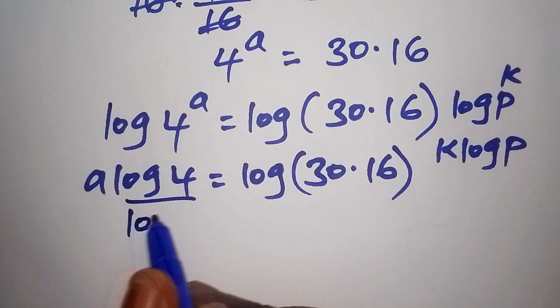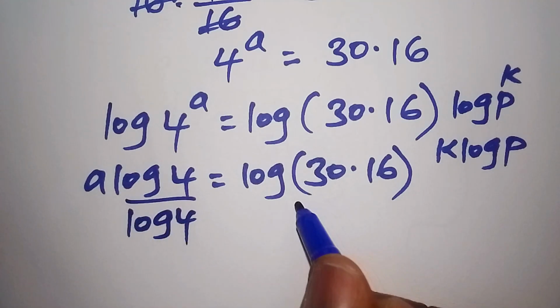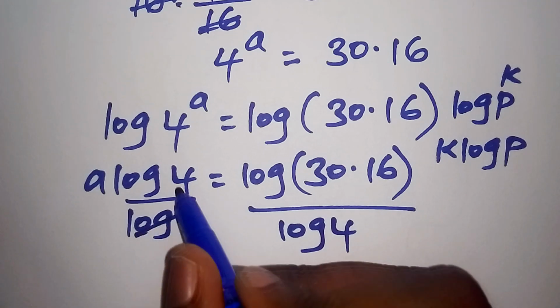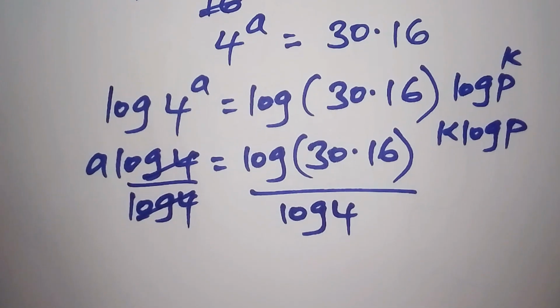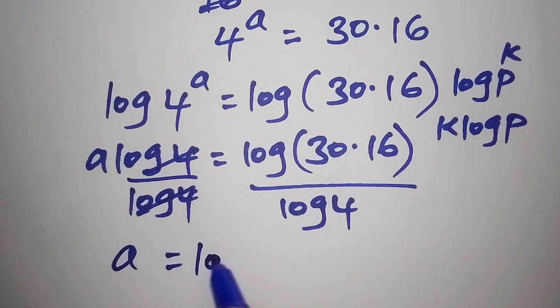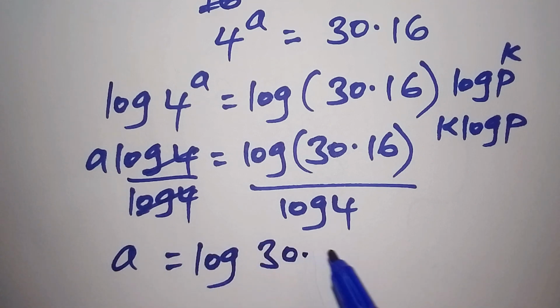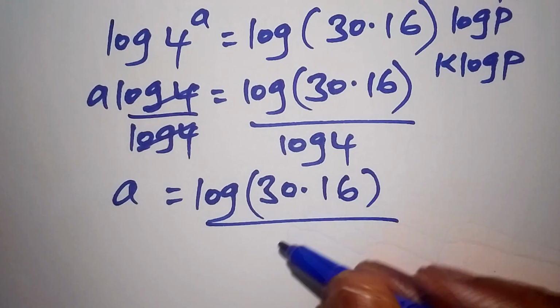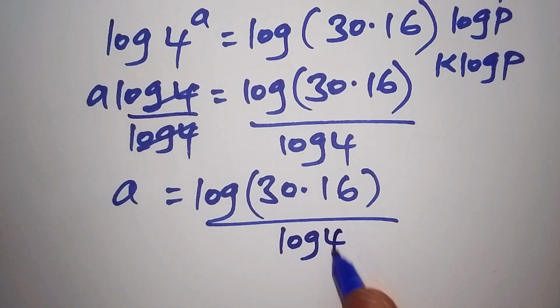From here we divide both sides by the log of 4. So divide by the log of 4, and also divide by the log of 4. The log of 4 and the log of 4 cancel. So now the value for a is equal to the log of (30 multiplied by 16) all over the log of 4.